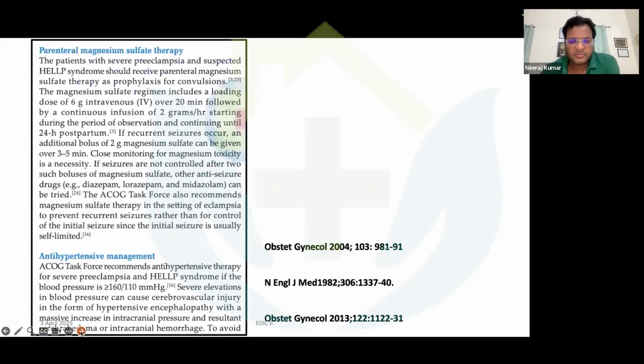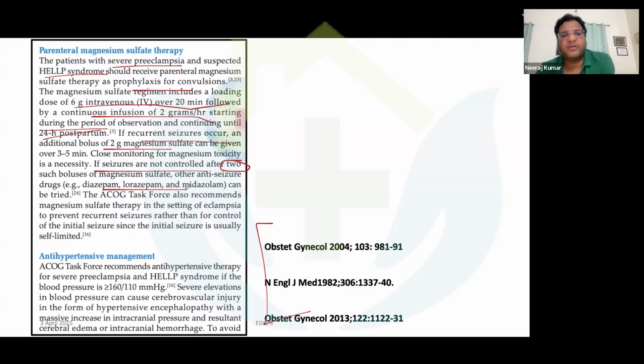Now you see, this statement has been taken from 3 different journals. If I talk about severe preeclampsia and suspected HELP, the prophylaxis for convulsion is 6 grams of magnesium sulfate over 20 minutes, then continuous infusion of 2 grams per hour, starting in the period of observation and continuing up to 24 hours postpartum. If recurrent seizures occur, an additional bolus of 2 gram can be given. If the seizures are not controlled after two such boluses, you can offer diazepam, lorazepam, and midazolam. And the ACOG task force recommends antihypertensive therapy with HELP syndrome if blood pressure is 160 by 110.